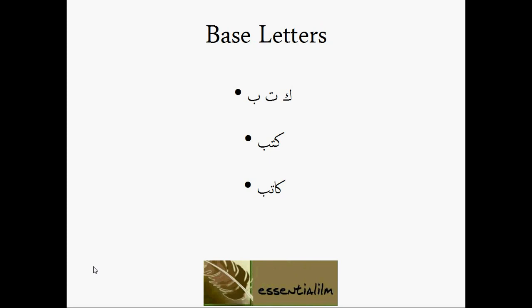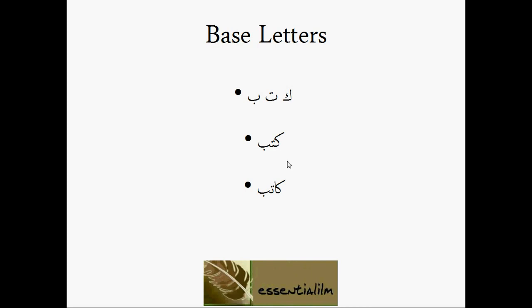Base letters. One important concept that you will learn, and it's not difficult at all, inshallah, is base letters. In Arabic, the majority of words are based off of three base letters. So here we have kaf, ta, and ba. The meaning of words comes from, one, which letters you have, and two, the placement of the letters. For example, if we place these three letters, kaf, ta, and ba, and we put a fatha on each, it gives you the verb kataba, which means he wrote.